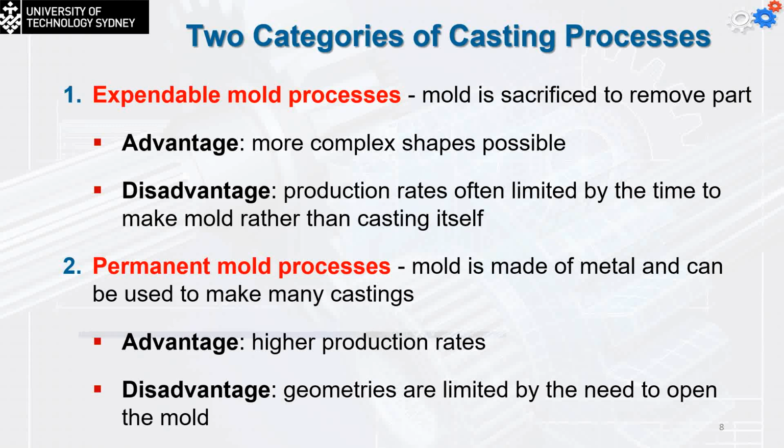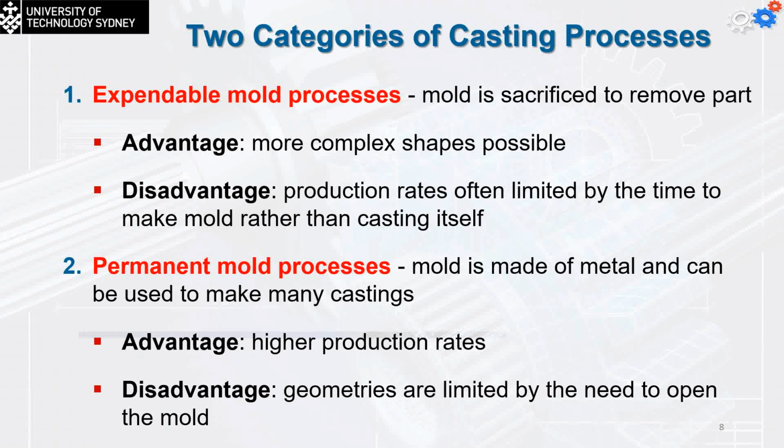But disadvantage is geometries are going to be limited by the need to open the mold. If I'm going to have a complicated shape, the mold is not going to open. The part will be stuck inside. The other disadvantage, not mentioned here, is it can only be used with metals which have a lower melting temperature than the mold material itself. If I'm going to use steel, I cannot do die casting for steel. I can do die casting for aluminum, copper, brass, zinc, and so on.